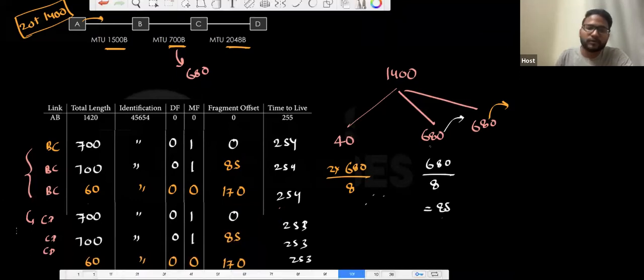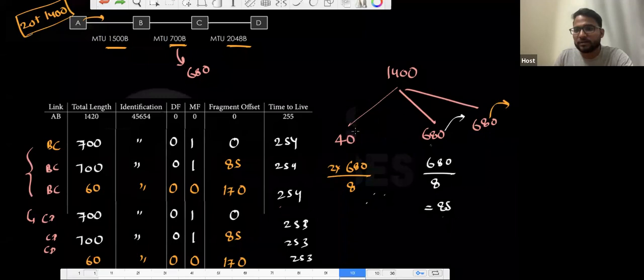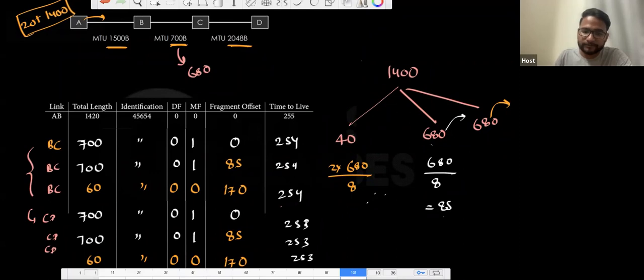No, for the last fragment you do not need to divide the offset. This could be anything because you are not taking that offset anywhere. You do not need to divide by 8, because you are not going to write this anywhere in the fragment offset calculation. Yes, that is right.